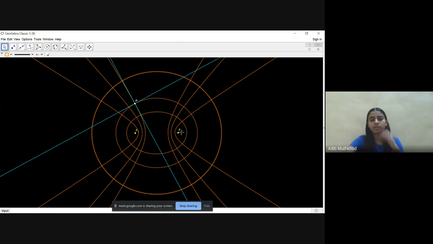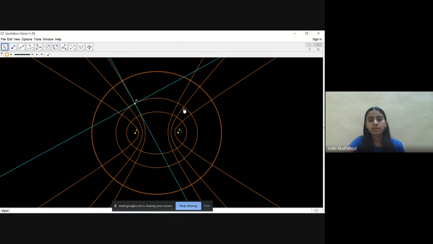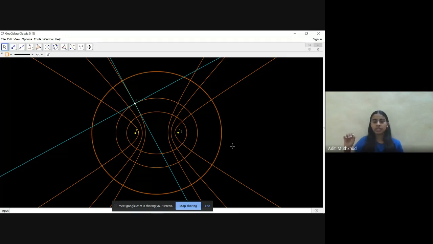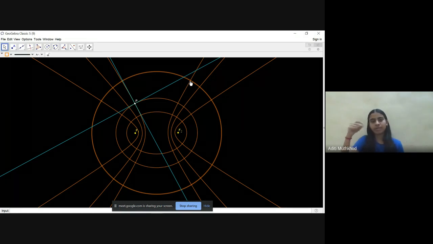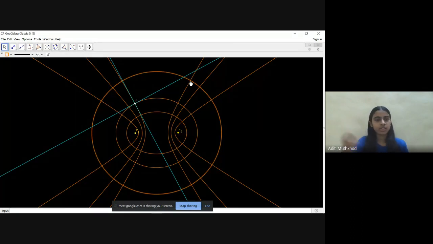confocal means they have the same foci. Confocal ellipses and hyperbolas are orthogonal. What orthogonal means is you take the point of intersection of two curves and draw tangents at that point, and they are perpendicular. When they are perpendicular, you call them orthogonal.